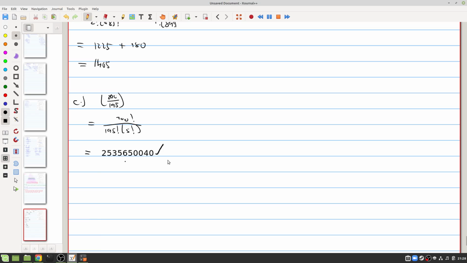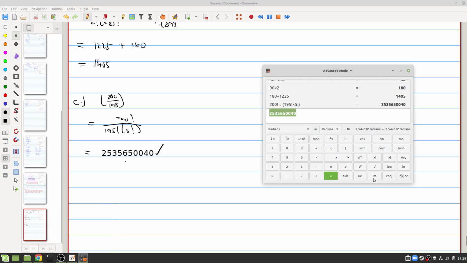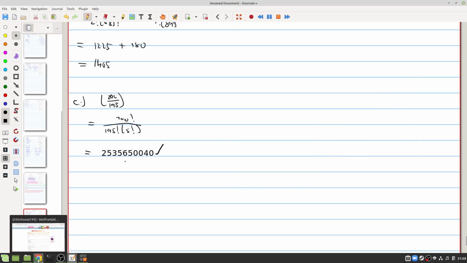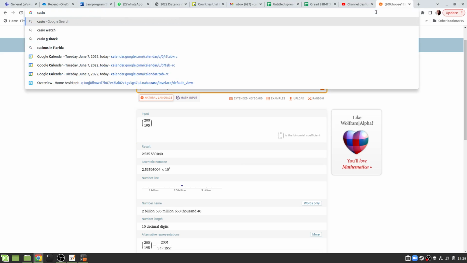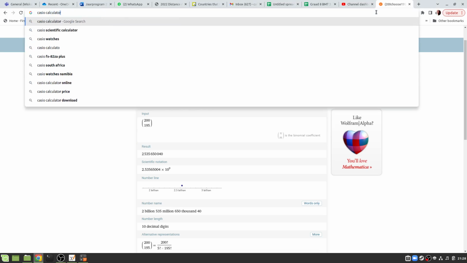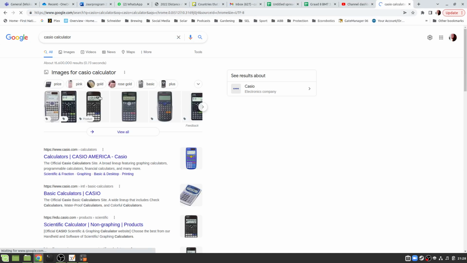Okay. That's it. Let me see. Does my calculator have an nCr function here? No, it doesn't look like yours anyway. I just wanted to show you what it would look like. Let me maybe do this. Let's look for the most common Casio calculator. I think that's what most people would have these days.